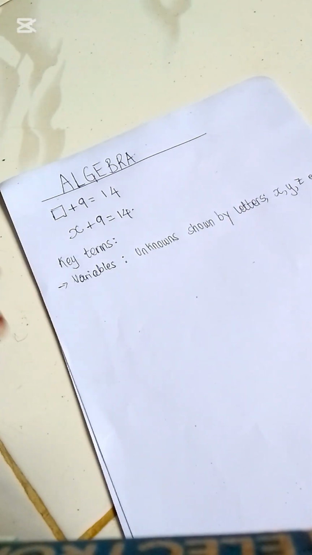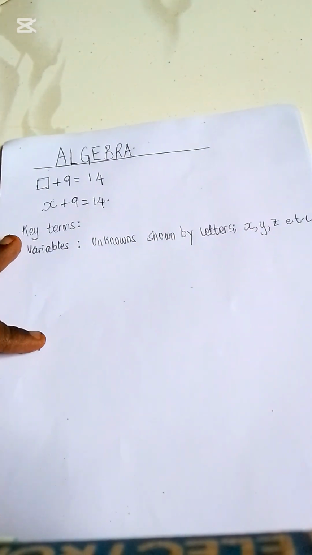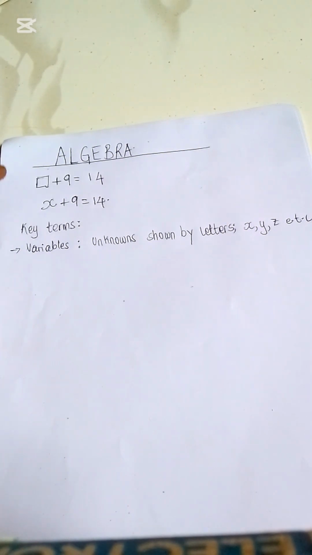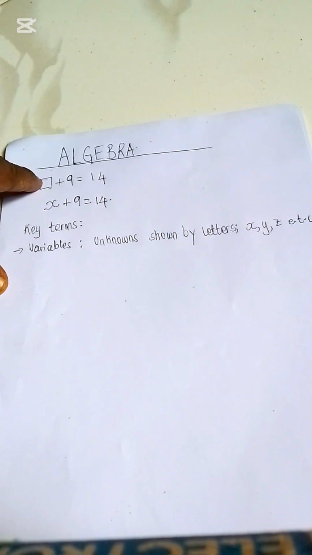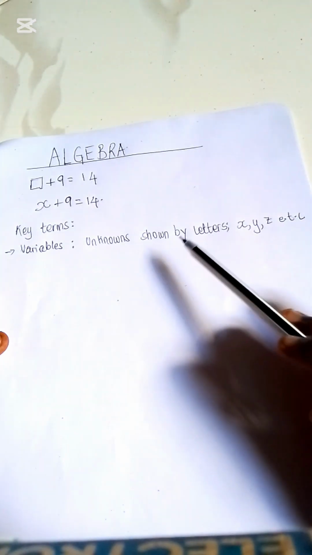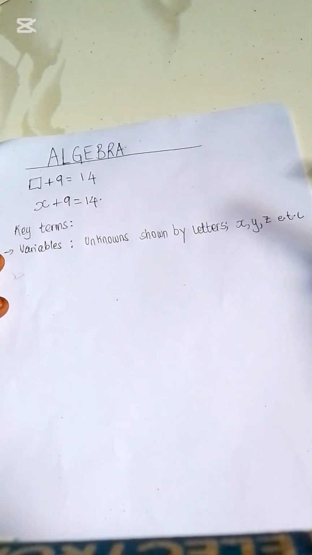Our first term here is variables. When you study algebra, you meet with these variables. Variables are unknowns in algebra. As we saw in our example, a box plus 9 equals 14, the box represents an unknown. We don't know what is in this treasure box, so we replace it with a letter. This letter is what we call a variable. Variables are normally shown by letters, for instance x, y, z, and you can use any letter, a, b, c, depending on your letter of choice.